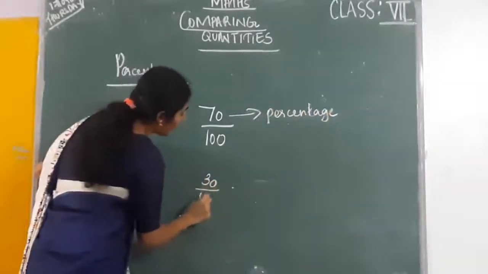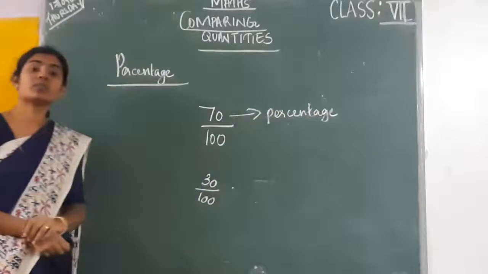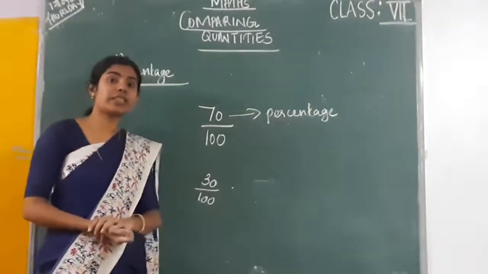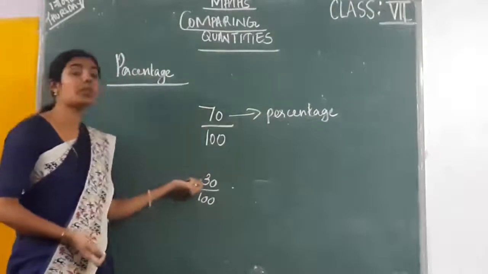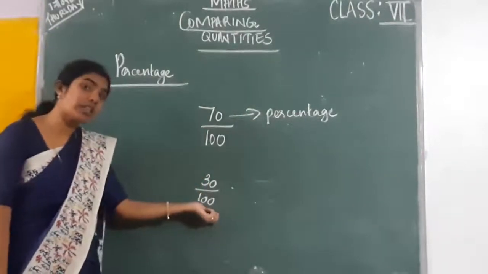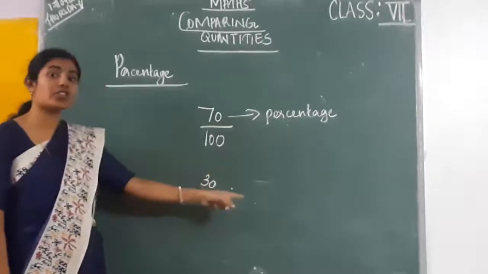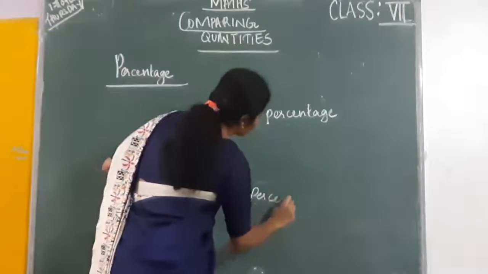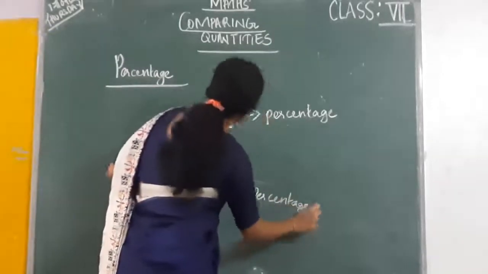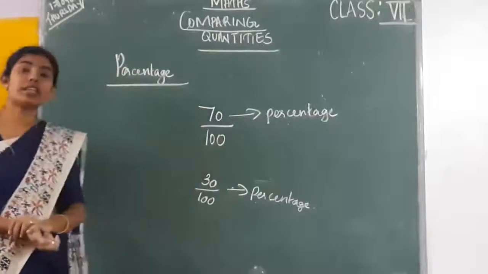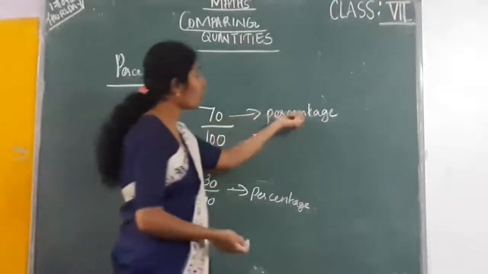30 divided by 100, when you are given this, which is the percentage? 30 is the percentage. Why are we saying this is the percentage? Because this is a fraction whose denominator is 100, so the numerator is the percentage. So 30 is the percentage.